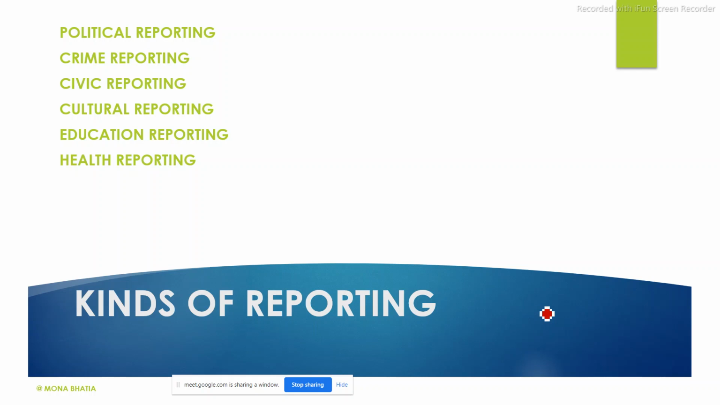Okay, now health reporting may sometimes also include environmental degradation, because they add chemicals to the environment, and how they affect health is also covered in health reporting. Okay, now last but not the least, sports reporting.